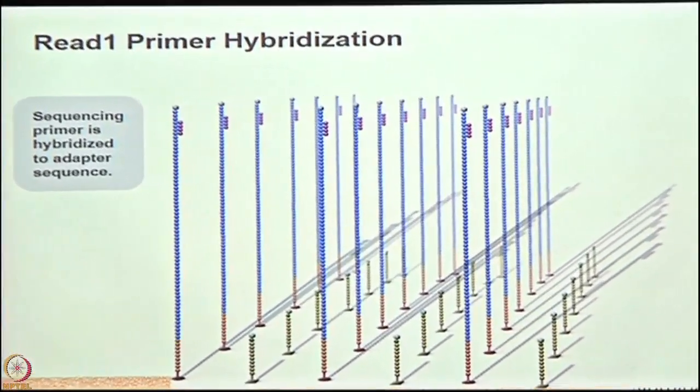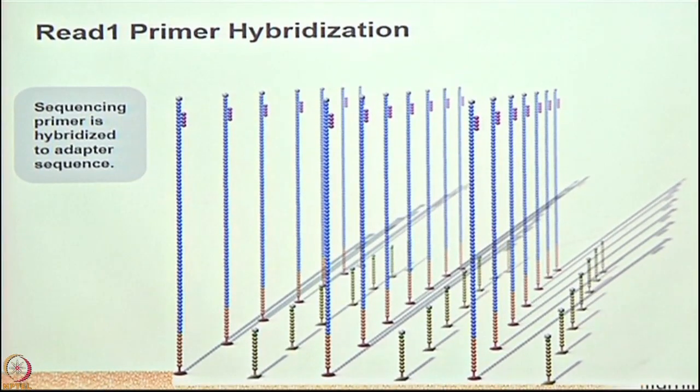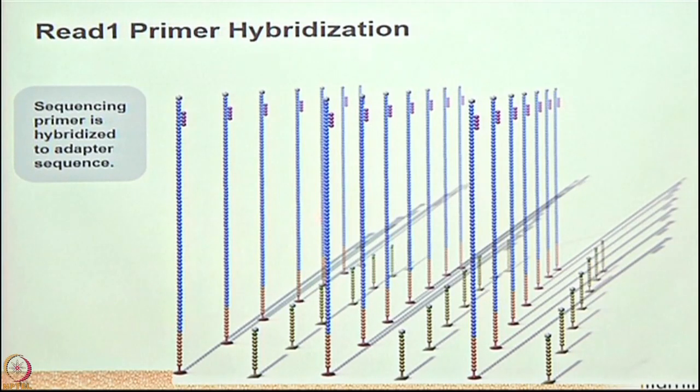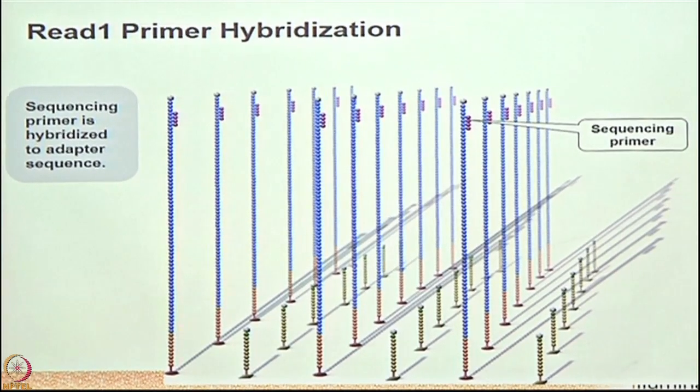So you remember in the library I showed you a region, the RD1 region, which is meant for hybridization of the read1 sequencing primer. So on the flow cell, now you flow the read1 sequencing primer. You can see that primer goes and binds over there. Then we are set to go for the sequencing.